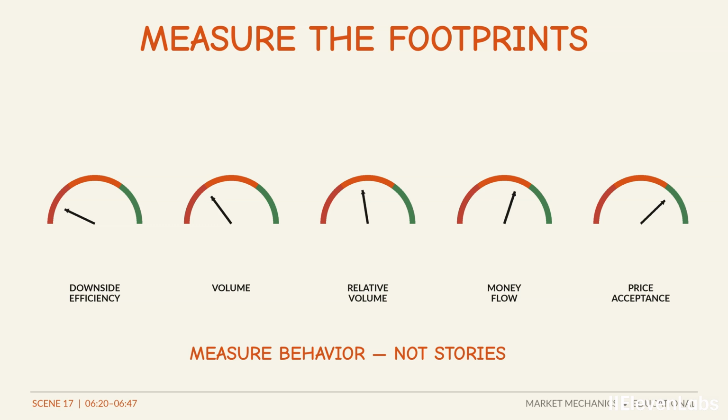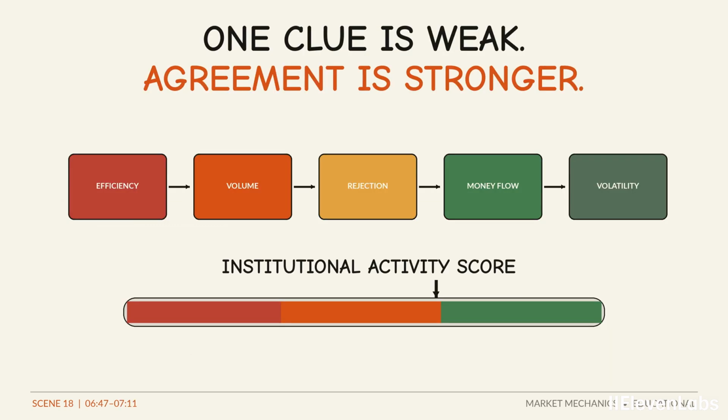Any single variable will generate false signals. So instead of asking a binary question, are institutions buying yes or no, we build an evidence score. One clue is weak. Several independent behaviors agreeing at the same time are more interesting. The goal is not certainty. The goal is a stronger, more disciplined estimate of market state.